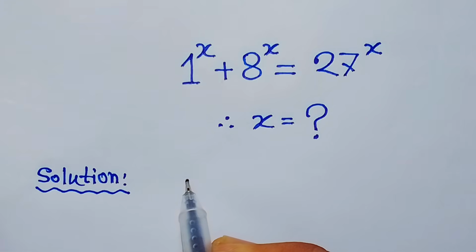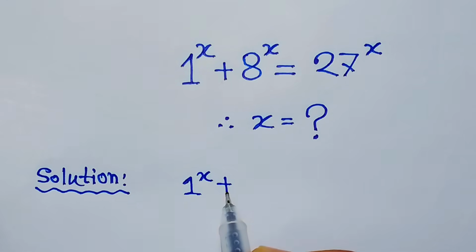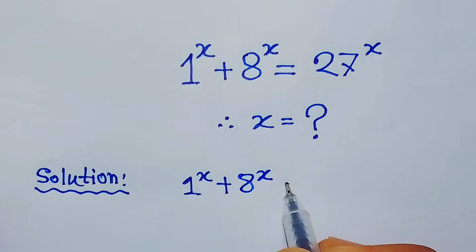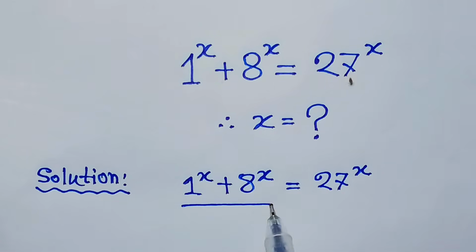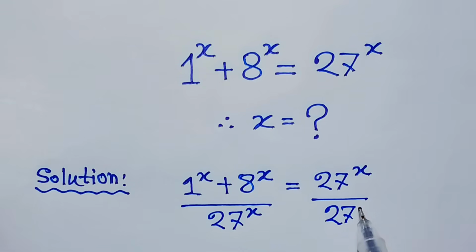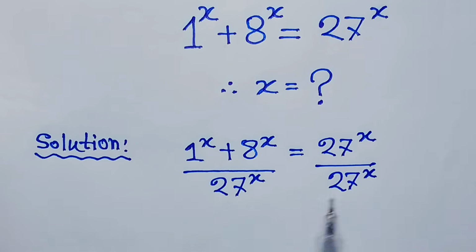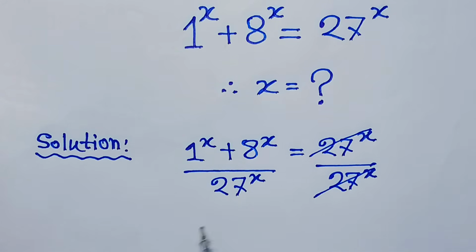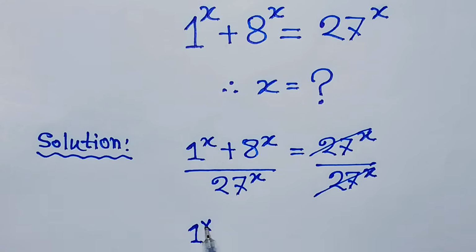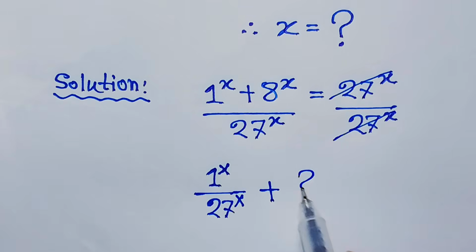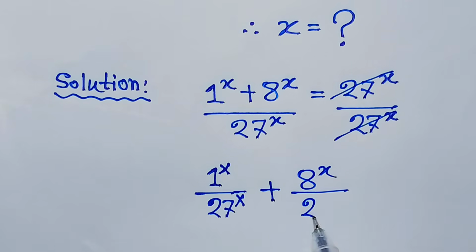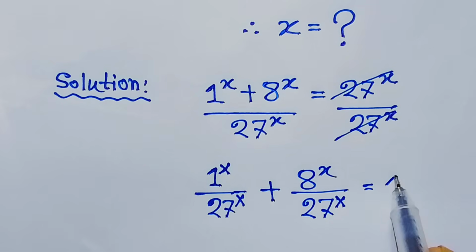So take a look. We can write the equation here, and we have to remove 27 from the right side, so we divide by 27 to the power x on both sides. Then the 27 to the power x will be cancelled out and we get 1 to the power x divided by 27 to the power x plus 8 to the power x divided by 27 to the power x is equal to 1.